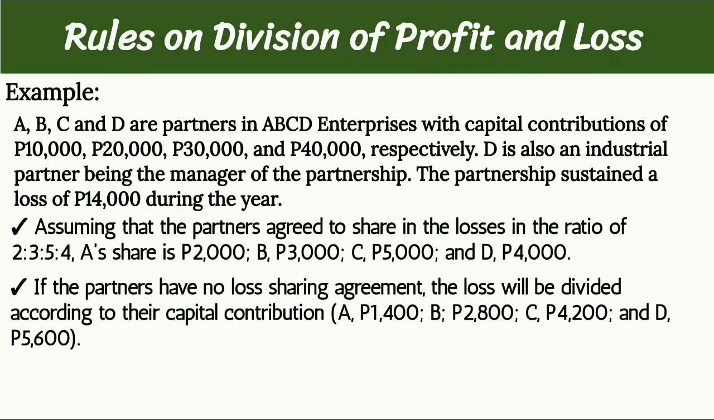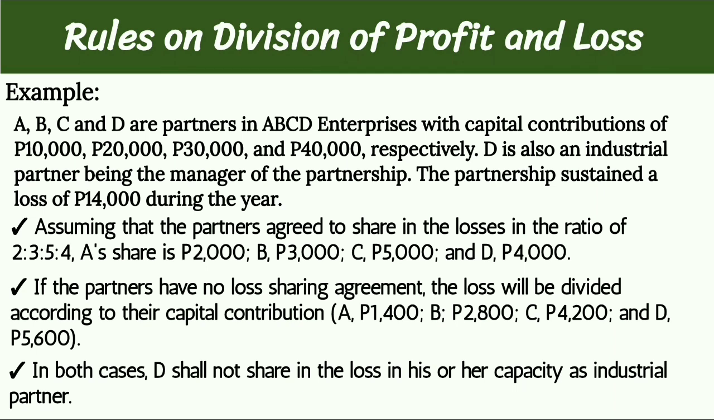10,000 pesos plus 20,000 pesos plus 30,000 pesos plus 40,000 pesos, that is equal to 100,000 pesos. 14,000 pesos times 10,000 over 100,000, that is equal to 1,400 pesos. Yung 2,800 pesos naman, that is 14,000 pesos times 20,000 over 100,000. Yung 4,200 pesos naman, that is 14,000 times 30,000 over 100,000. Yung 5,600 pesos naman, that is 14,000 pesos times 40,000 pesos over 100,000. In both cases, D shall not share in the loss in his or her capacity as industrial partner.